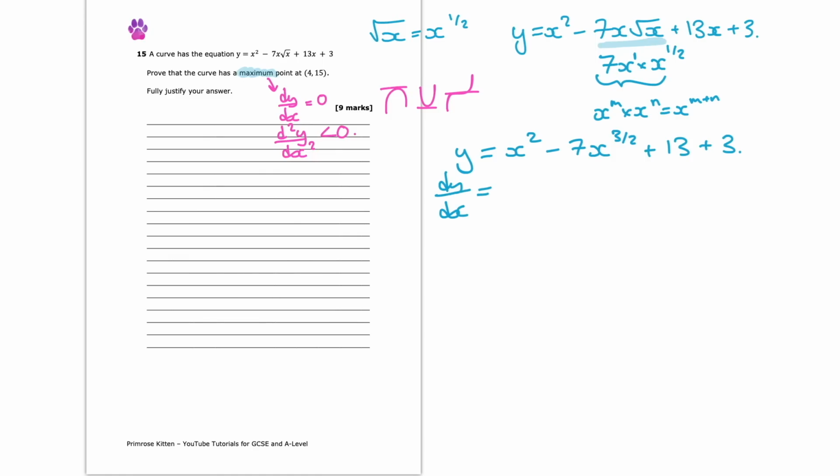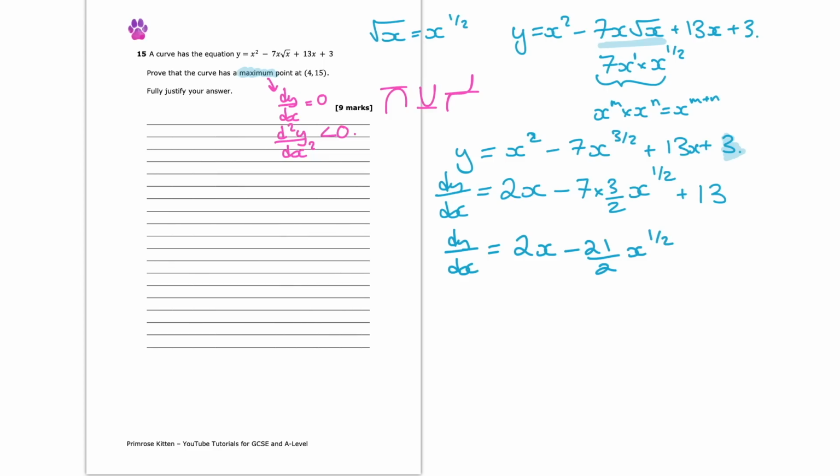So dy dx is going to be equal to 2x, because multiply through by 2, and then subtract 1 from the power, minus, and then we're going to do 7 times 3 over 2, and then x to the power of 1/2, because 3 over 2 minus 1 gives us a half, and then plus 13x. Anything that you're differentiating that is just an x term, you can imagine that when we differentiate it, we just get rid of the x term, okay? So it's going to be plus 13, and likewise, whenever you're just differentiating a constant, it just goes away to 0. So what we get left with here is that dy dx is equal to 2x minus 21 over 2, x to the half plus 13.